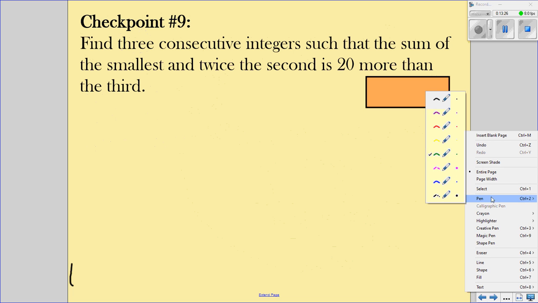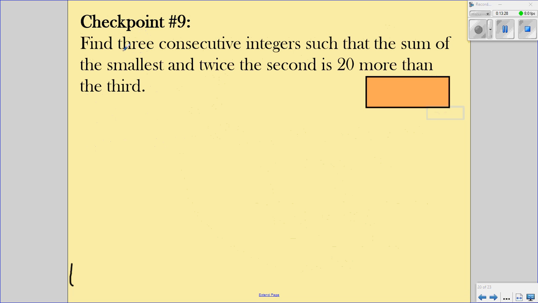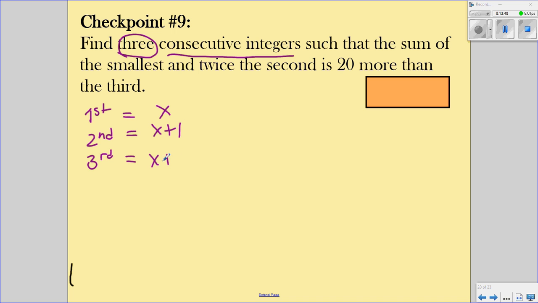Okay, the next one. Find 3 consecutive integers such that the sum of the smallest and twice the second is 20 more than the third. All right, let's start off with our let statement. We have 3 numbers that we have to find. They are consecutive, so it's x, x plus 1, x plus 2.